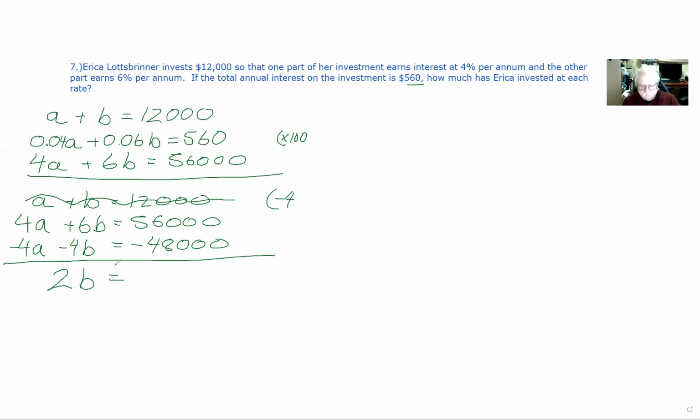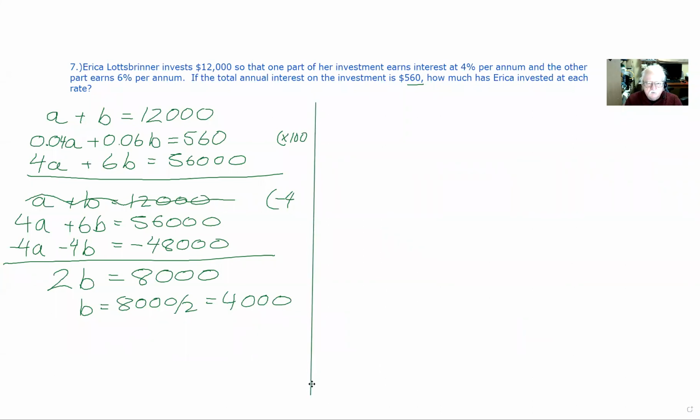And what do we get here? 56,000 minus 48,000 equals 8,000. So B must equal 8,000 divided by 2, which must be 4,000. So we're fairly happy with the 4,000. Let's plug it into both equations and see whether we get the same answer.